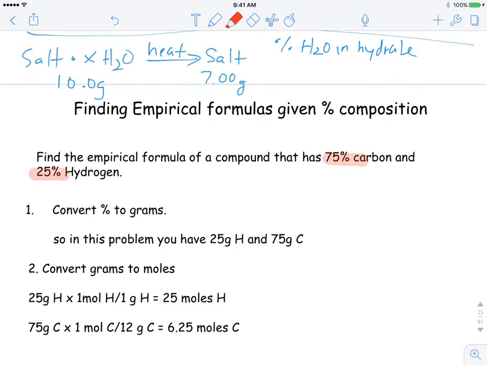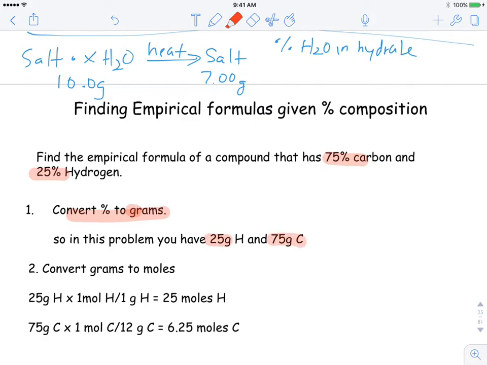And a lot of people look at this and they're like, it's CH3, because there's 3 times, or it's HC3, something like that, because they look at it and they're like, 75% carbon, that's 3 times the amount of hydrogen. You can't do that. You have to get it into moles. So we assume a 100-gram sample. We convert the percentage to grams. So here, if we assume 100 grams, we have 25 grams and 75 grams.